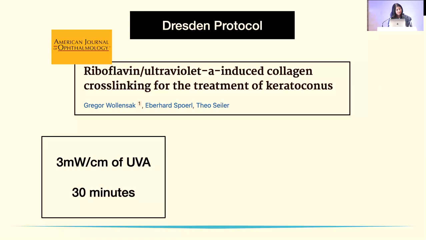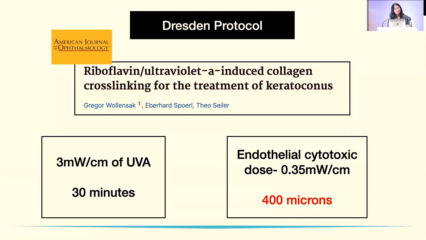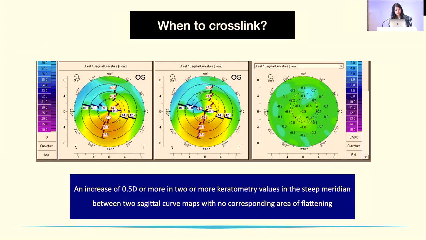The initial standard protocol which was described was the Dresden protocol, where, like I just showed, 3 milliwatt per centimeter square of ultraviolet light is given for 30 minutes after riboflavin soakage. But it was seen to be endothelial toxic, and it was said that it is safe only for corneal thickness up to 400 microns, which was the corneal stromal thickness prescribed for the safety of the endothelium.